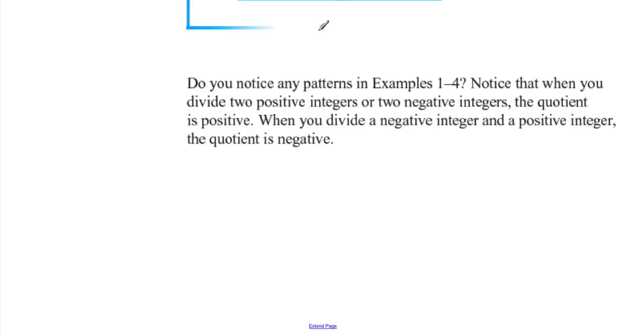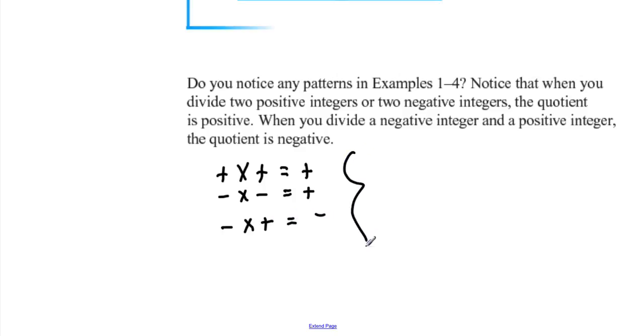And just like multiplying integers, remember, when you multiply a positive times a positive, that will give you a positive result. When you multiply a negative times a negative, that will also give you a positive result. But when you multiply a negative times a positive, that will give you a negative result. And that's the same thing as division of integers.